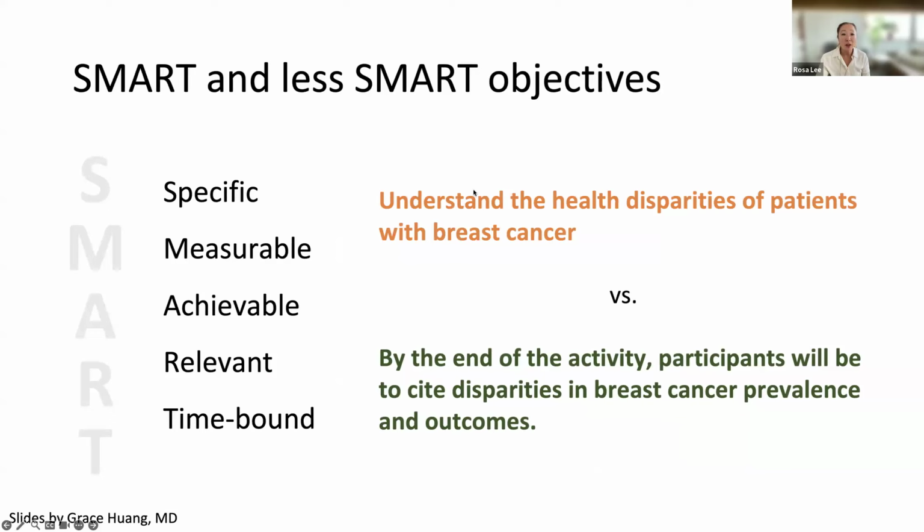So the one on top, understand the health disparities of patients with breast cancer. It's certainly important, right? I would say that it is important and meets an important health need. But when you think about whether it's actually any of these five qualities down below, on the left of the screen, you find that it's a little bit vague, right? So understand is a word that we see a lot for learning objectives, but it's very hard to measure what understand is, right? It's hard to measure that and not terribly specific.